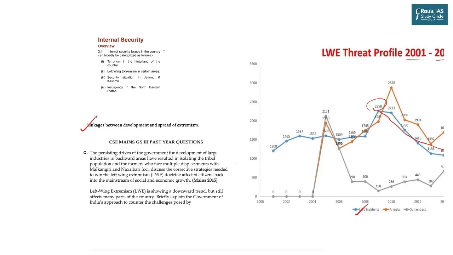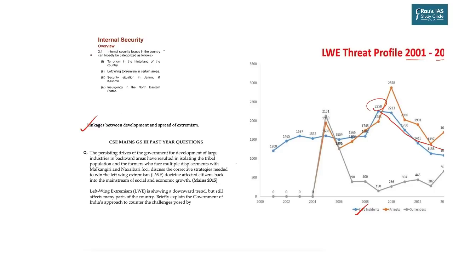Already GS Paper 3 has a line which says linkages between development and spread of extremism. Now, more often than not, left-wing extremism or Naxalism is seen as associated with the lack of development. And so this is the first thing which you get in the form of violent resurrection of the society.